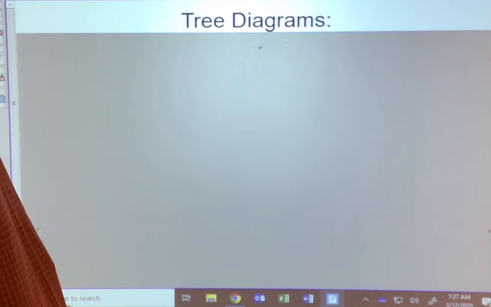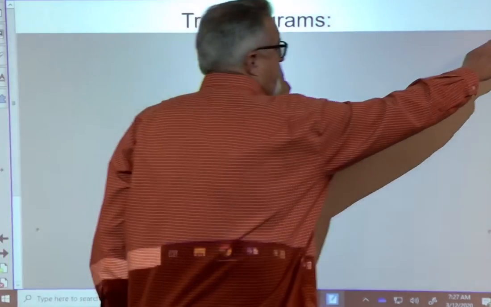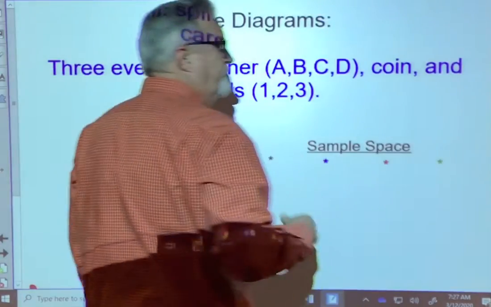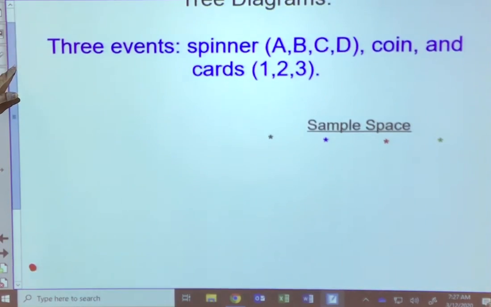I want to take a couple minutes here to just talk about tree diagrams. We've used tree diagrams before, and we can use tree diagrams to actually find the actual sample space. We can use the fundamental counting principle to find out how many outcomes are in our sample space. A tree diagram is a good way to actually find those outcomes.